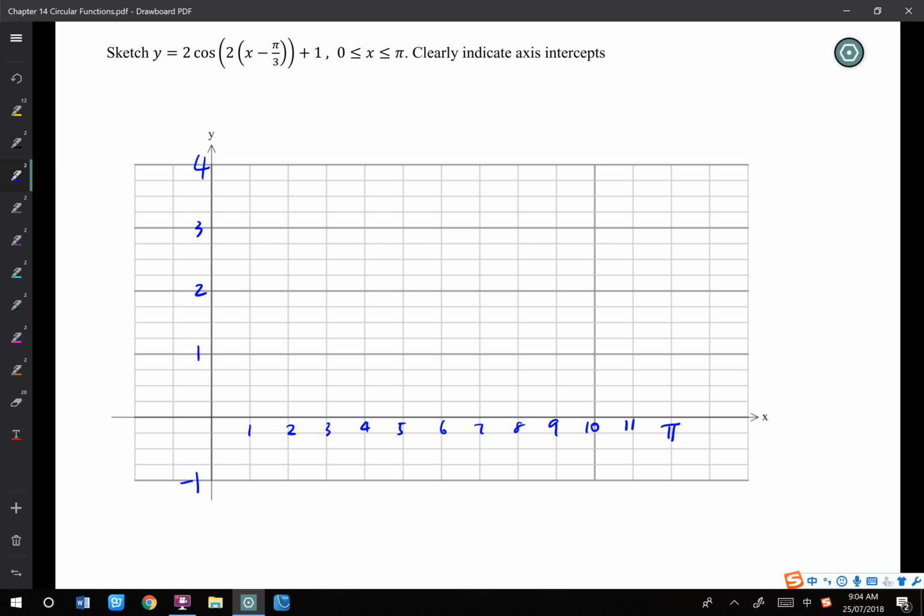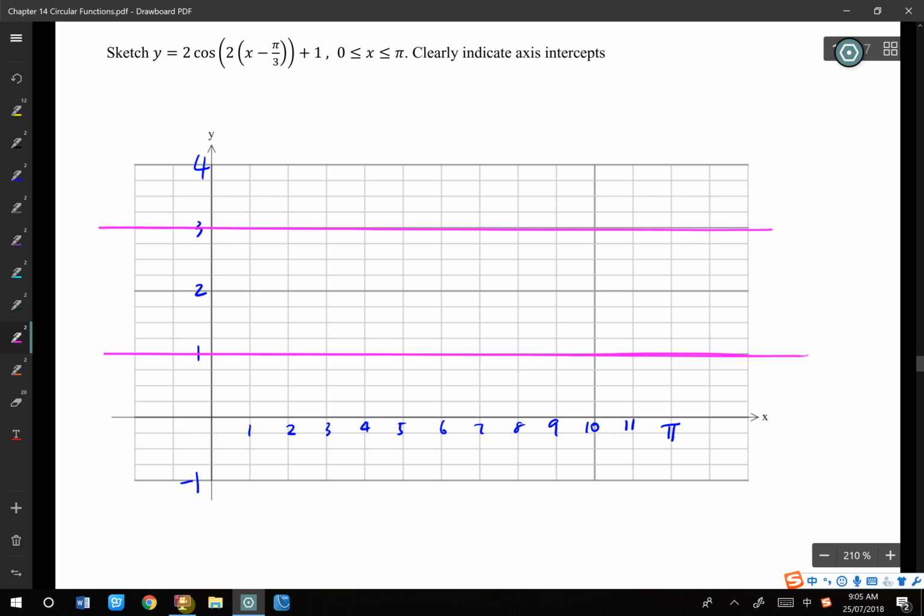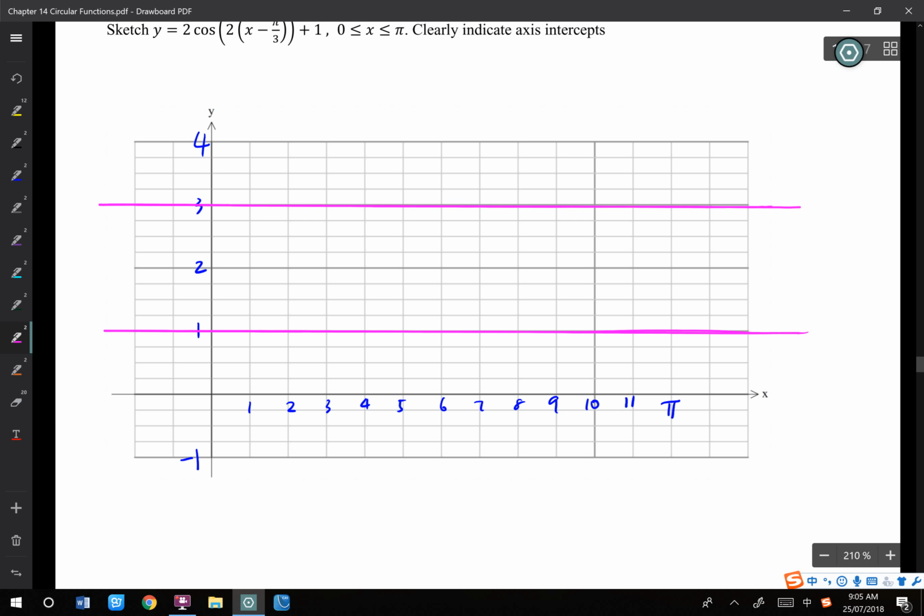Okay, now decide, where's my middle? Or what's the first thing we should do? Mean is what? Middle line is which value? 1. Okay, what's the amplitude? 2. So what's the max? 3. Okay, what's the minimum? Negative 1. Good. Okay, so I have 3 lines here.